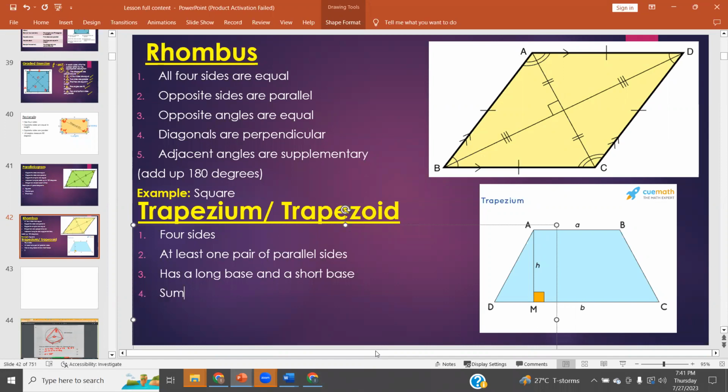The sum of the adjacent angles, no, they add up to, they are supplementary, meaning that they add up to 180 degrees. But this is only for the non-parallel sides.